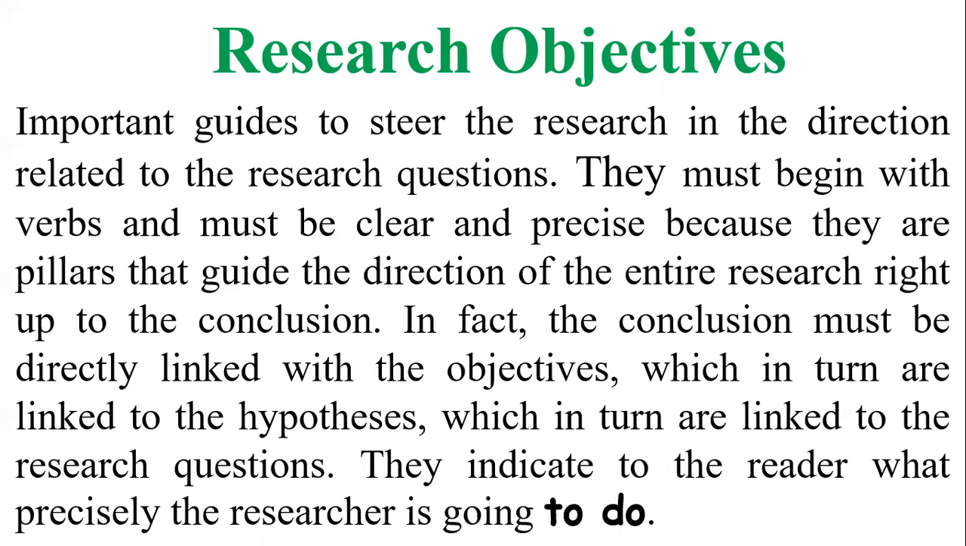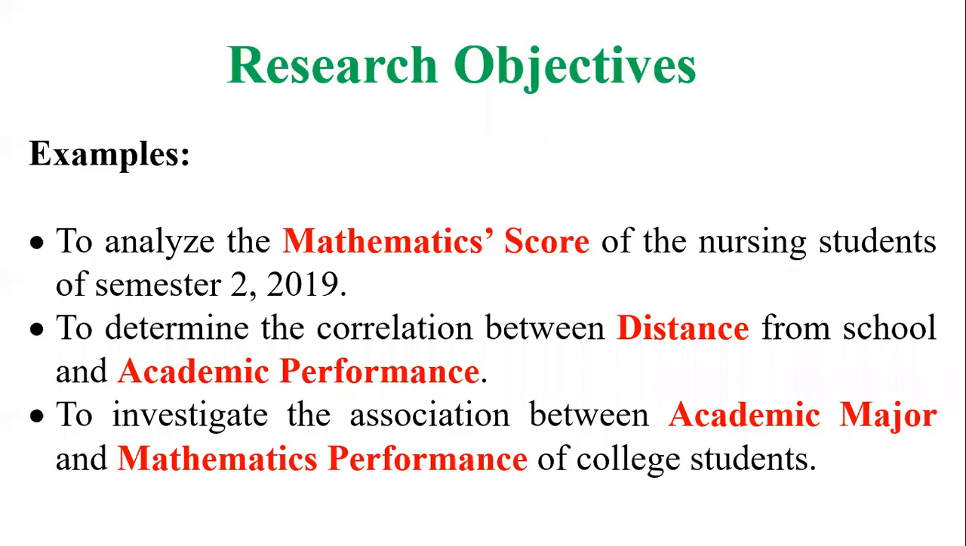So you can see the link from conclusions to research questions, from research questions to conclusions. They indicate to the reader what precisely the researcher is going to do. What are the to-dos? So that the hypothesis can be tested in order that the research questions can be properly or more accurately answered. So therefore, 3 research questions, 3 hypotheses, 3 research objectives coming from that topic of learning mathematics.